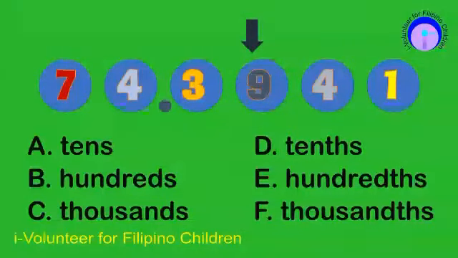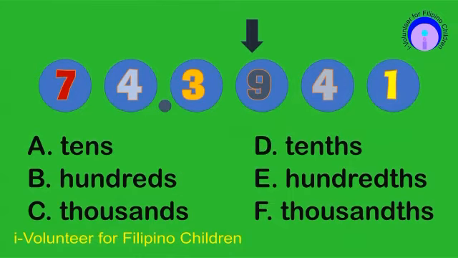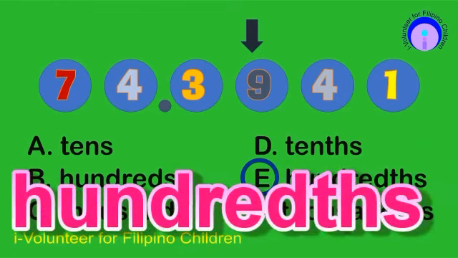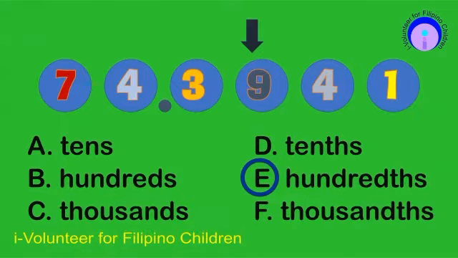What is the place value of the digit 9? 9 is hundreds. Please be reminded that you have to pronounce all the words clearly, like hundreds. Tama kaya si Josel nung sinabi niyang hundreds? Josel is correct. The answer is E, hundreds. Digit 9 is in the hundreds place.